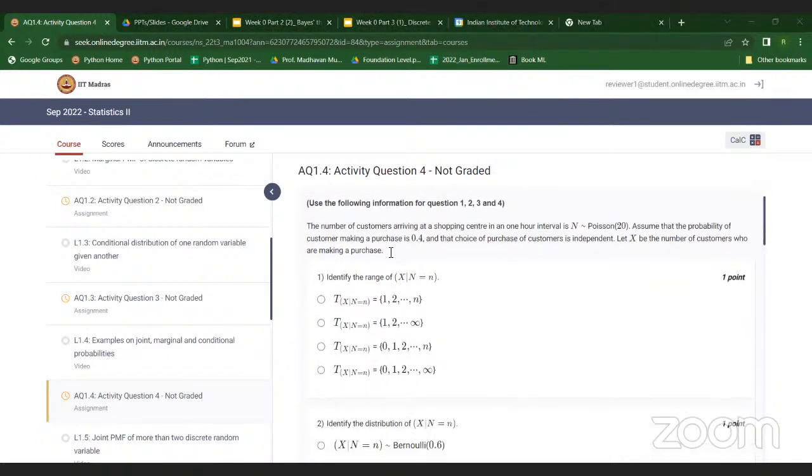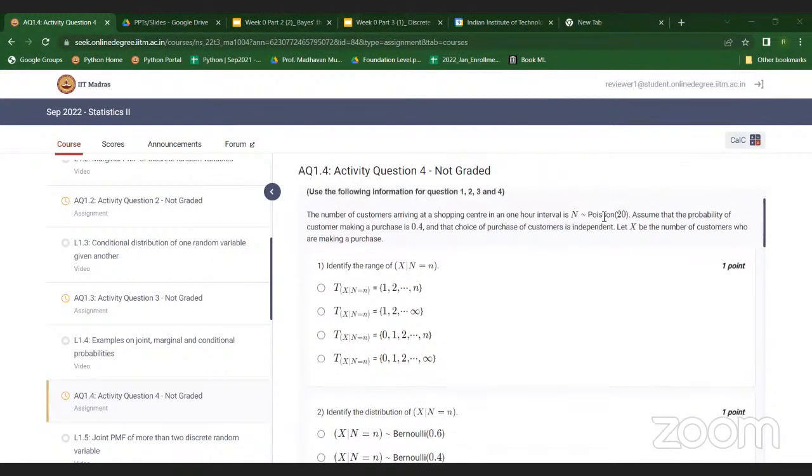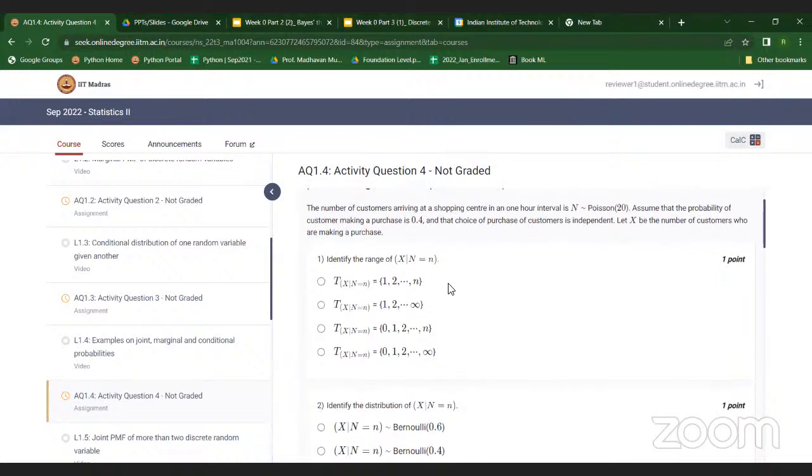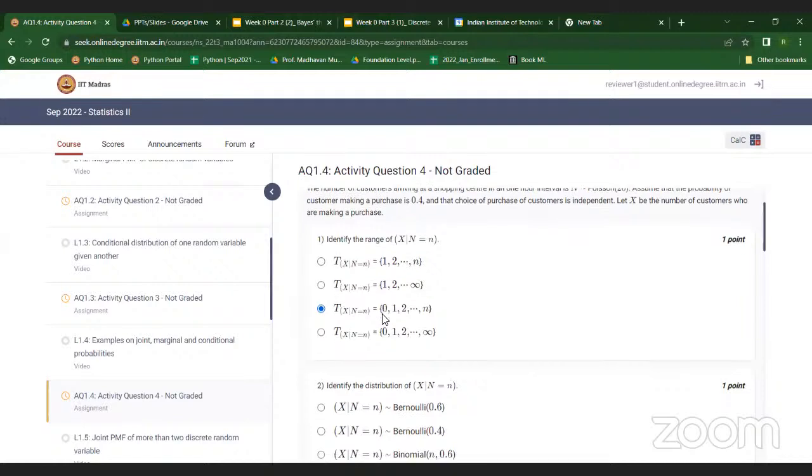So first, let's just solve this problem. This does not depend upon whether you think 20 is the mean or not, so it doesn't matter. For this first problem, when you have the condition that the number of customers that has arrived is small n, the number of purchases could be from 0 to small n only. It cannot be more than n. So the correct option is option 3. Option 1 is not correct because the number of purchases could be 0 also.